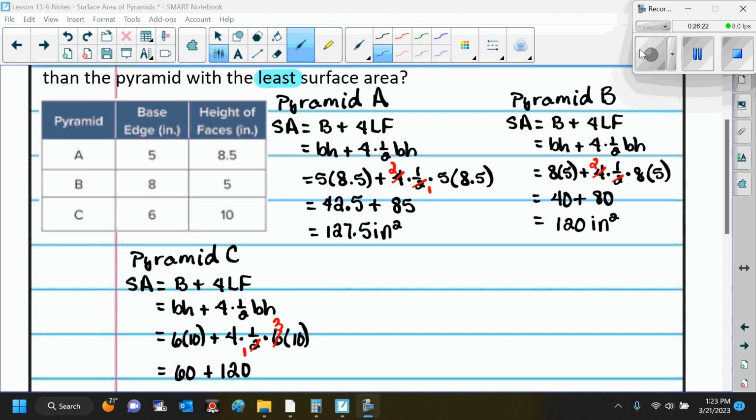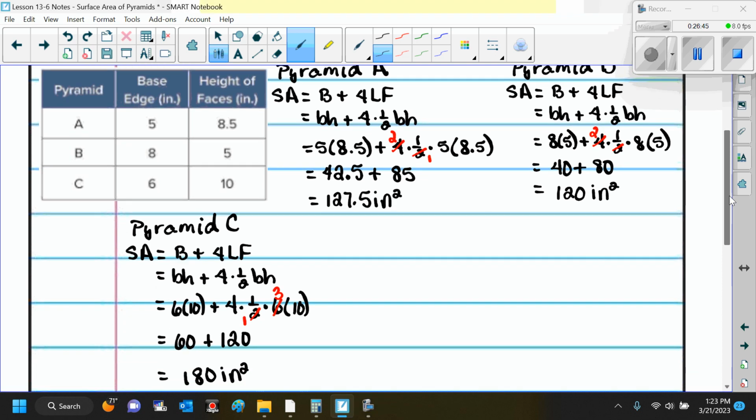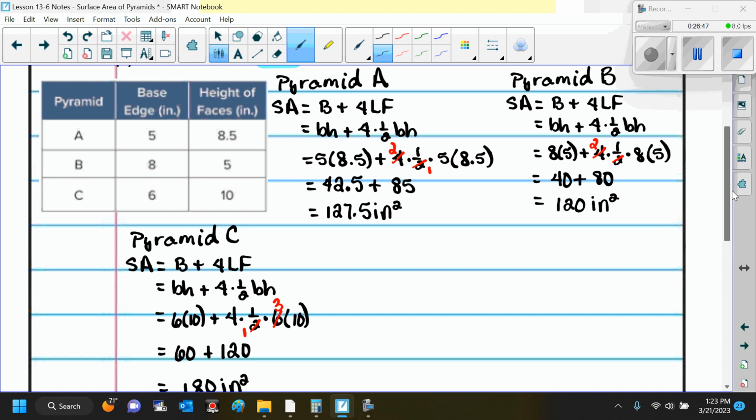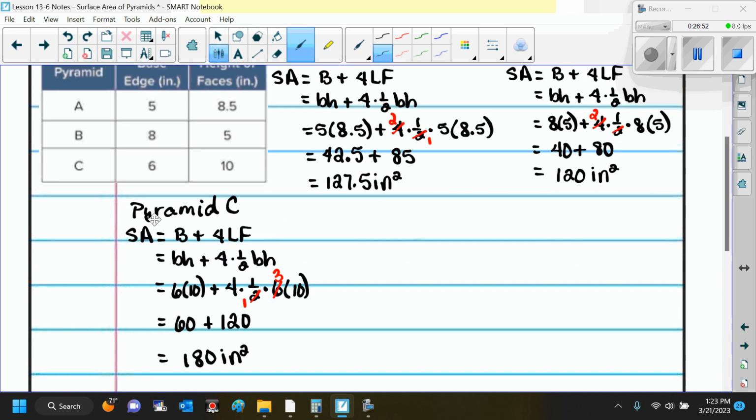So the first thing we want to do is find the area of each one of these pyramids. So here I've got the surface area is equal to the base plus the 4 lateral faces, and I wrote my formula, I substituted, and I simplified to get my final answer. So pyramid A is 127.5 inches squared. Pyramid B is 120 inches squared. And pyramid C is 180 inches squared.